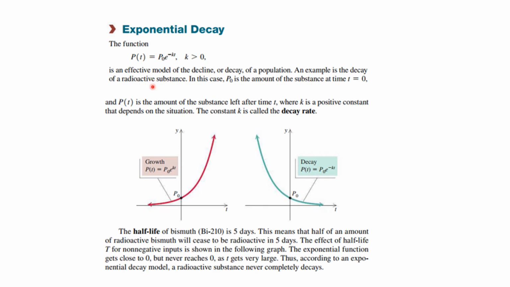As an example, consider the decay of a radioactive substance. The initial amount is P0, and there is less and less over time. K is called the decay rate. Here, instead of doubling time, we talk about the half-life. And so the half-life of bismuth is 5 days. That means that half an amount of radioactive bismuth will cease to be radioactive in 5 days.